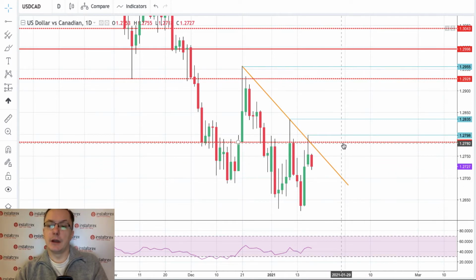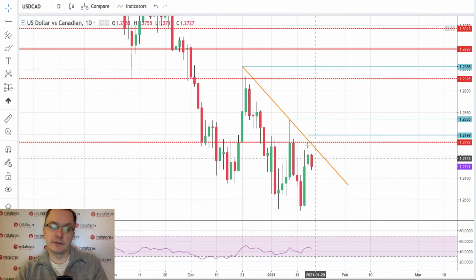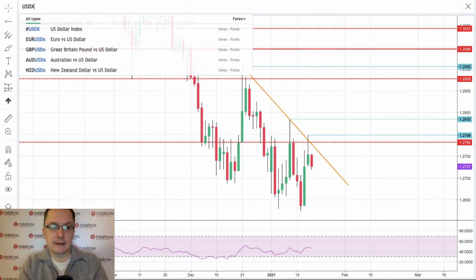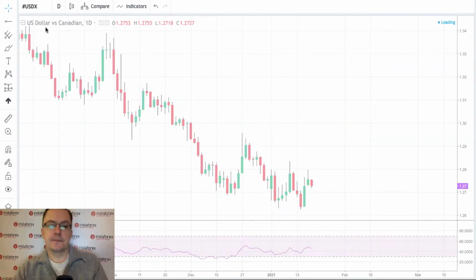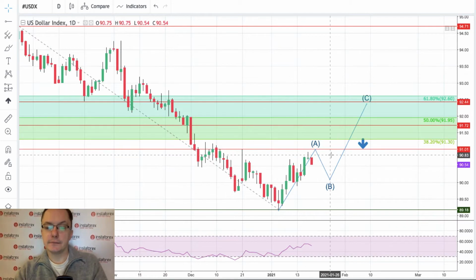If the bullish reaction is not enough, then of course we will reverse and make another lower low. Let's just take a look at the US dollar index then. If we're talking about the US dollar, there you go.